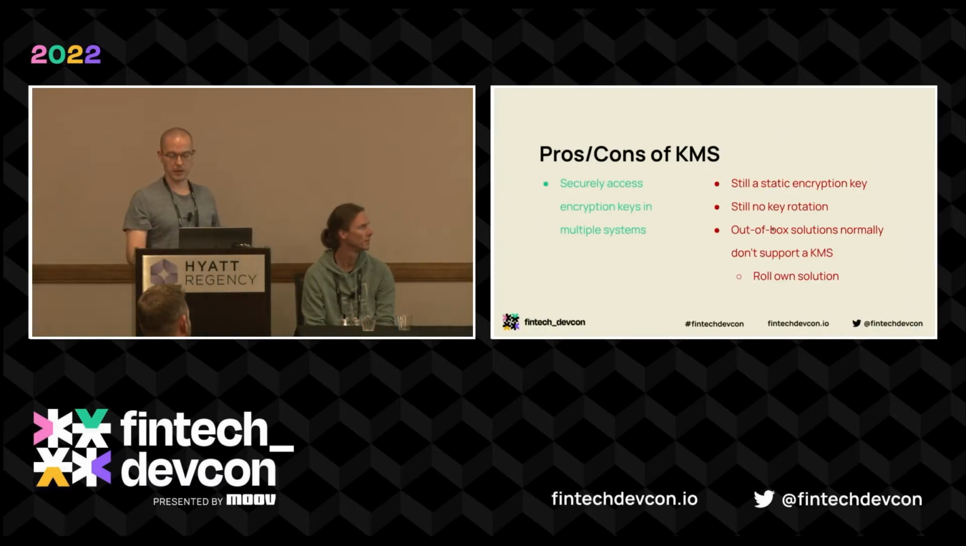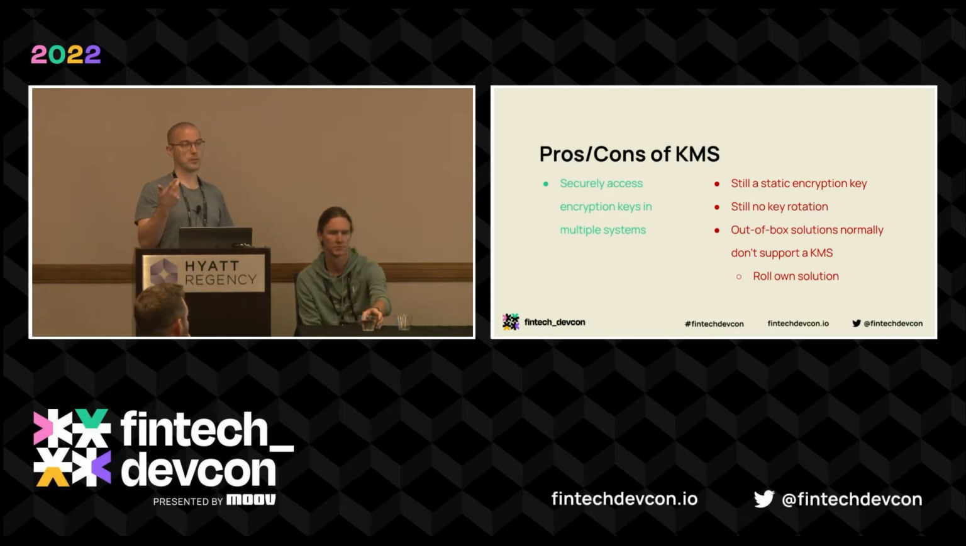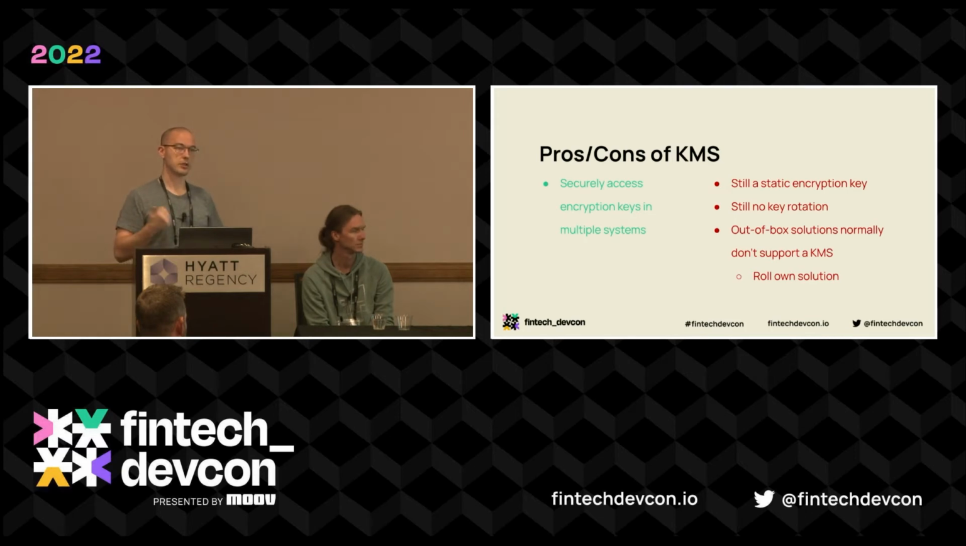So we'll kind of talk about some pros and cons of the KMS solution. So one, obviously a major pro of this is you're not exposing those keys out to multiple systems, right? You're trying to find a central place to manage and house those keys. In this example that we showed before, our keys are still static, right? Usually best practice when you're dealing with any form of encryption key is you want to do key rotation.